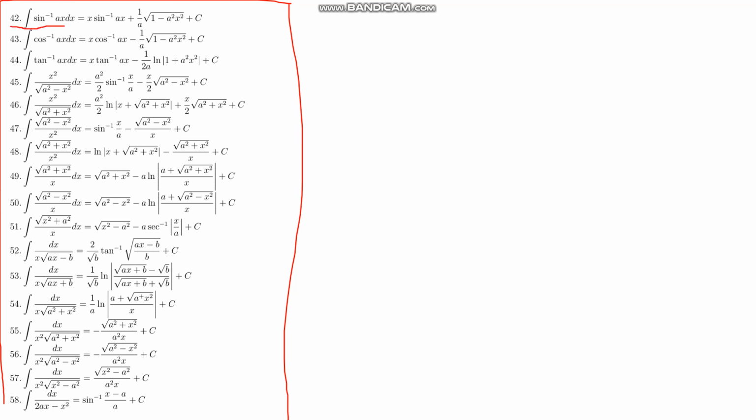Integration of sin inverse ax dx is equal to x into sin inverse ax plus 1 by a root of 1 minus a square x square plus c. Then we have integration of cos inverse ax dx is equal to x cos inverse ax minus 1 by a root of 1 minus a square x square plus c. Instead of plus we have minus here, and instead of sin we have cos.